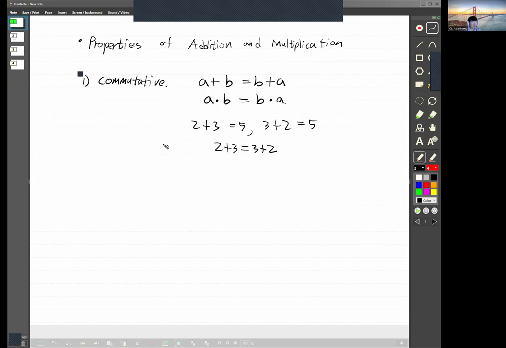For multiplication, it's the same thing. 2 times 3 is the same as 3 times 2. All of them equal 6. Meaning you can multiply a number by the other number and you can switch them. It doesn't really matter.